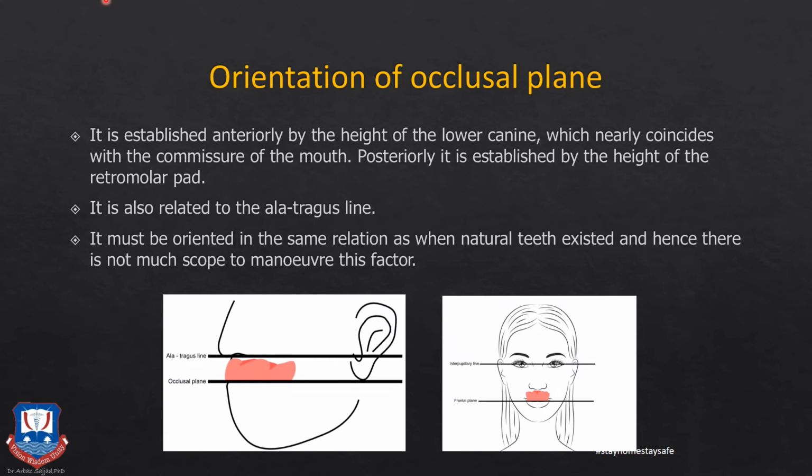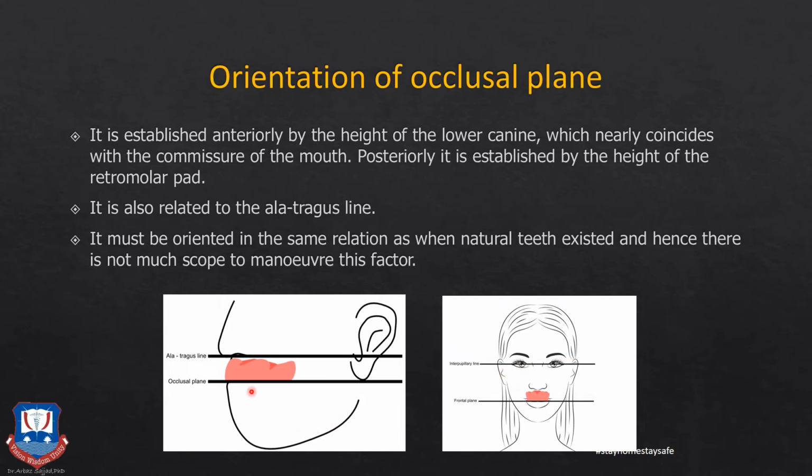So now coming to the third factor that affects the balanced occlusion, which is the orientation of the occlusal plane. Now, as we know, the occlusal plane is the parallel contact between the upper and lower occluding rims in complete denture. Usually, the occlusal plane is determined by parallelism with the ala-tragal line in the lateral view, and in the frontal view, parallelism with the interpupillary line.